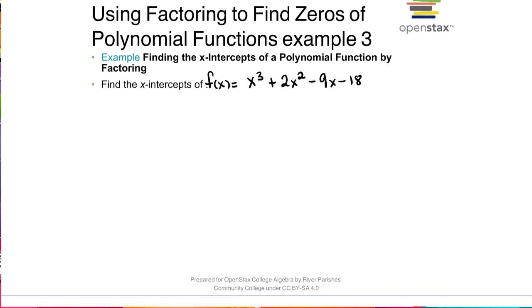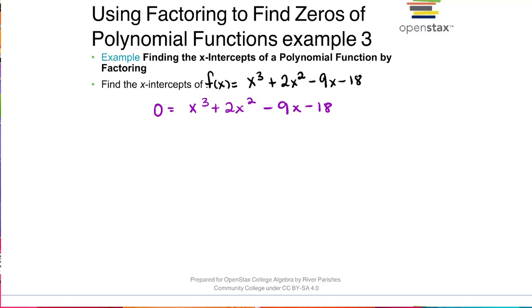All right, so let's look at one. Find the x-intercepts of f of x equals x to the third plus 2x squared minus 9x minus 18. So this is where you're going to set f of x equal to 0. And this is where it's really helpful if you can remember factoring.